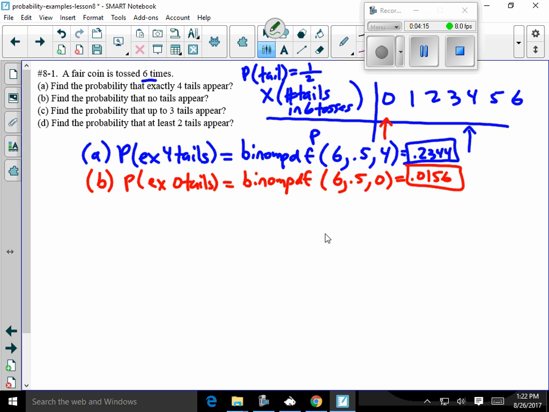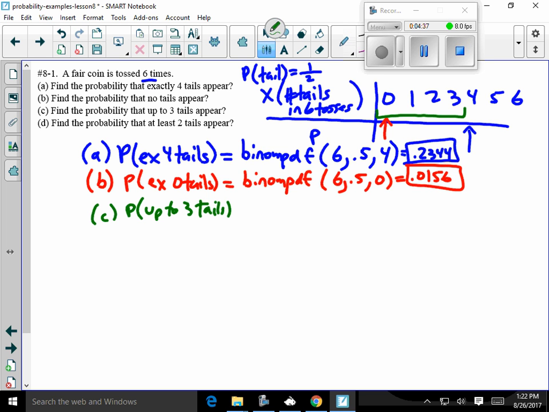Okay, so for part C, it says, what's the probability that up to 3 tails appears? So up to 3 tails appears. That means we could have 0, 1, 2, or 3, right? Now I could do this by doing a binomial PDF for 0 and 1 and 2 and 3 and then adding them, because it's 0 or 1 or 2 or 3 and we could add.